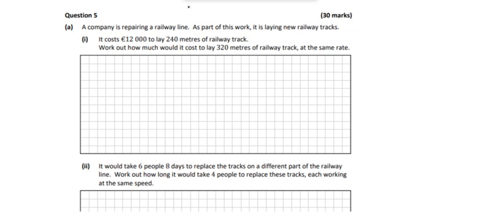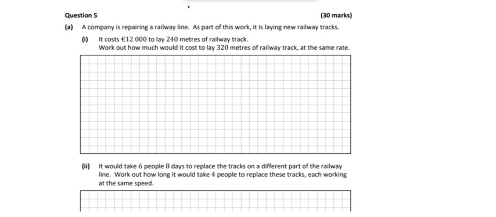Hi folks, so this is question 5. It costs €1,200 to lay 240 meters of railway track. Work out how much it would cost to lay 320 meters of railway track. So this is direct proportion.